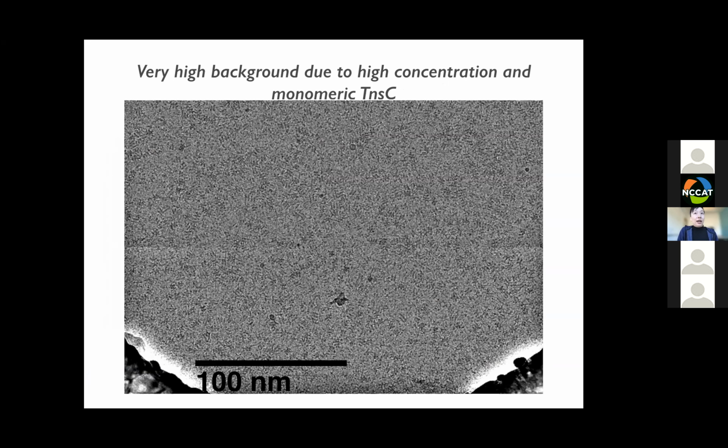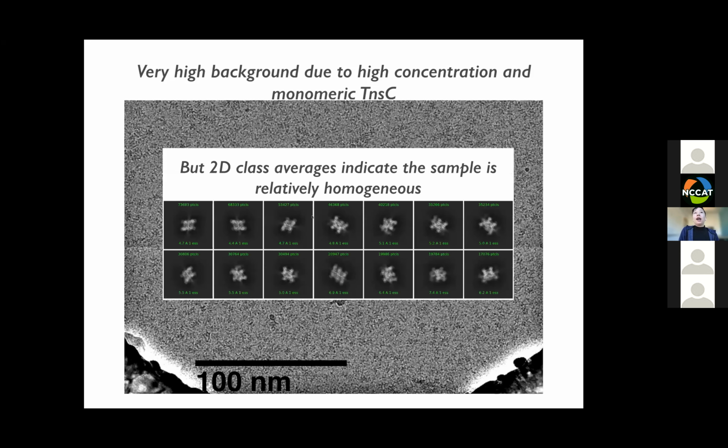So it has a very high background. It's likely because there's a substantial number of monomers of TnsC in solution here. So not only did we have to go to very high concentrations, but also this is not a very stable assembly and it tends to fall apart upon dilution, as you just saw. So this image demonstrates very well that this has a very high background. It's relatively difficult to see your particles, but based on the pre-processing strategies we utilized in the lab, we could see that in fact we were getting very beautiful 2D classes from these images.